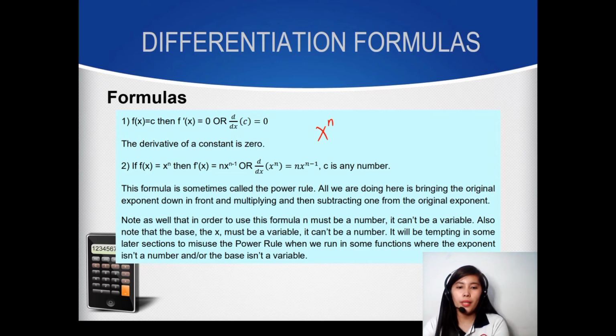It will be tempting for some learners to use the power rule. So for example, if we have x raised to 3, all we have to do is bring down the 3 in front of x and subtract 1 from our original exponent. So this will be 3, then x, then 3 minus 1, that is 2. So our derivative of x cubed is equal to 3x squared.